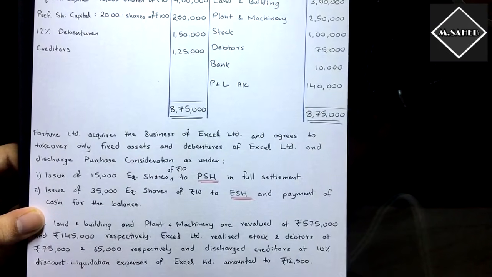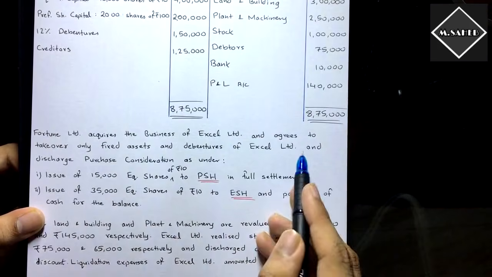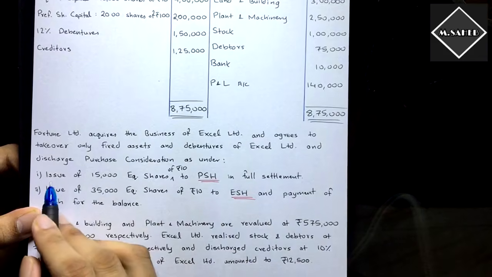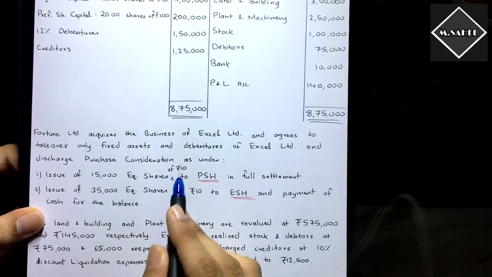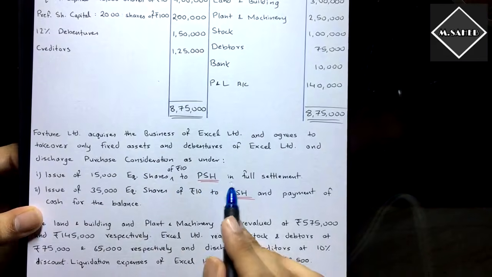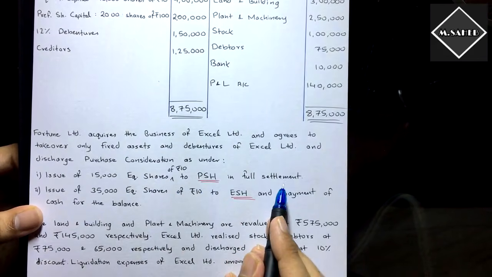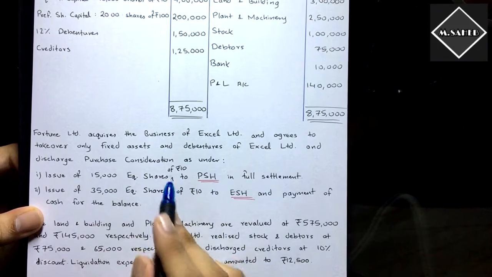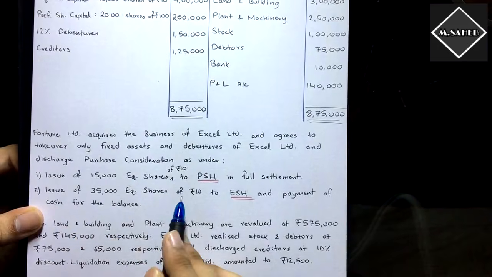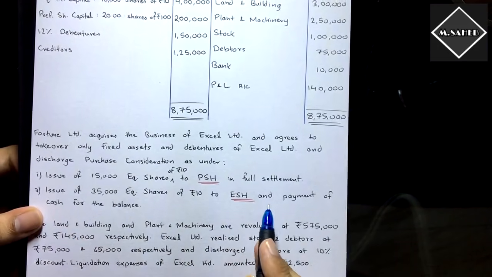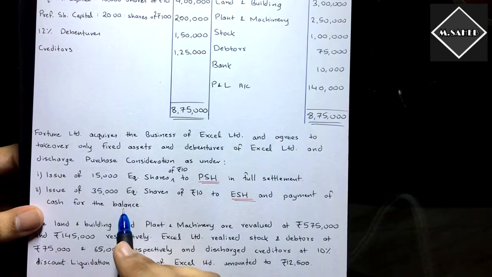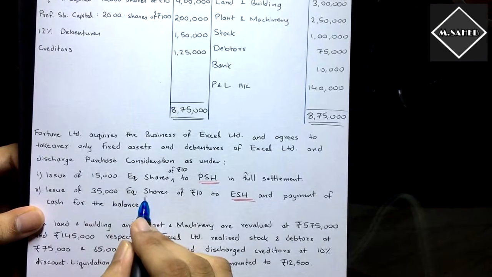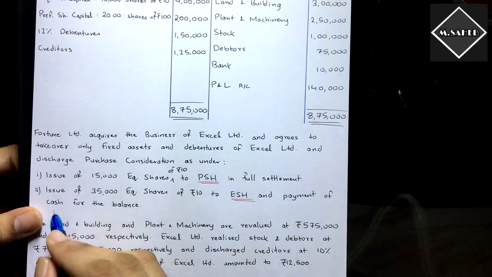Fine. So now let's see here. So then they have said, and discharge purchase consideration as under. So here they have said about purchase consideration. Issue of 15,000 equity shares of rupees 10 each to preference shareholders in full settlement. So here they have talked about that what will be given to preference shareholders. They will be given 15,000 equity shares of rupees 10, and then issue of 35,000 equity shares of rupees 10 to equity shareholders and payment of cash for the balance. So here you see this. Equity shareholders are getting 35,000 equity shares, and then they are saying payment of cash for the balance.